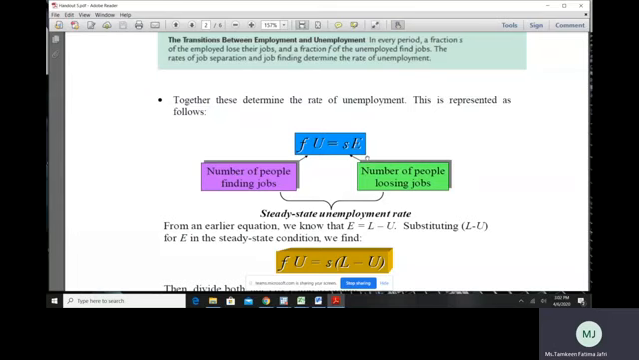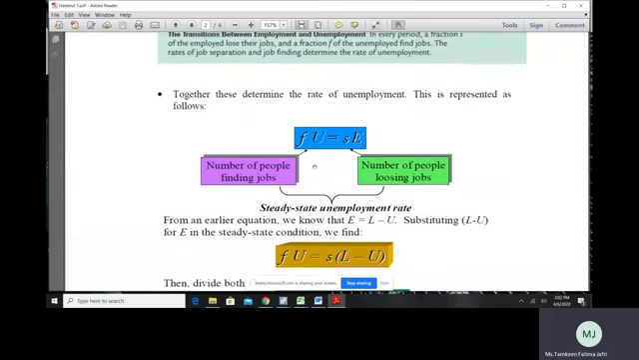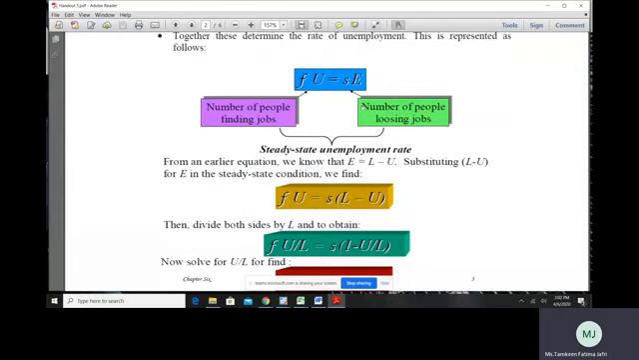So the unemployment rate will stay stable, constant in an economy. Suppose the unemployment rate in 2020 is 10% and in 2021 it's also 10%. This consistency is possible only if the number of people finding jobs in this one year is equal to the number of people who are losing jobs. So let's move ahead with this identity.